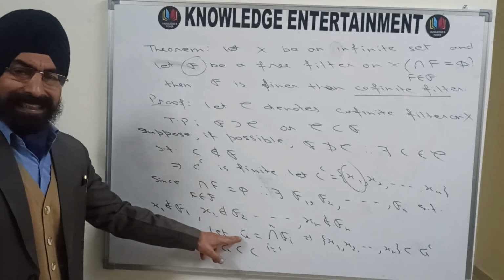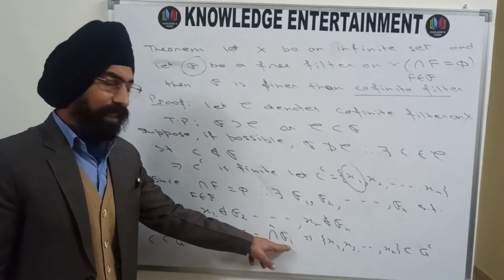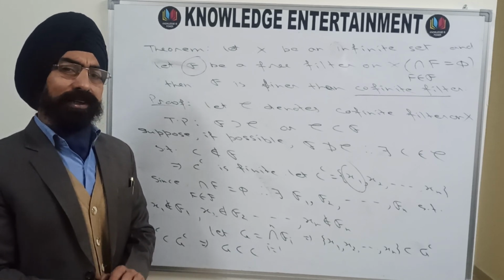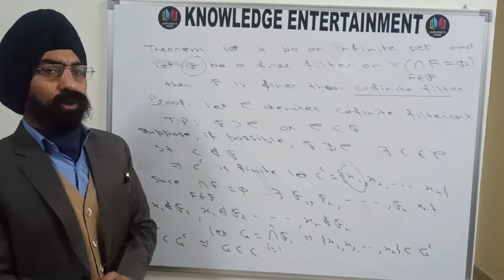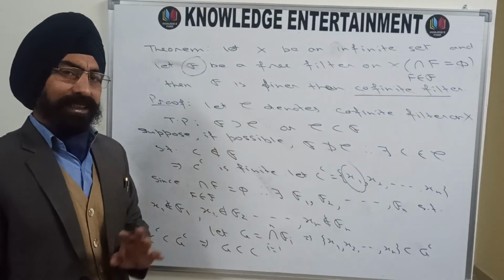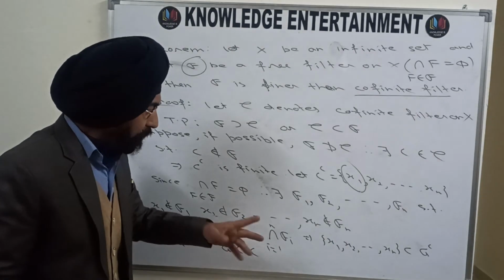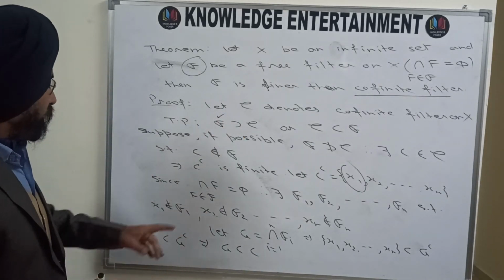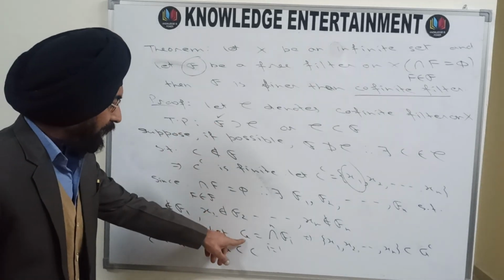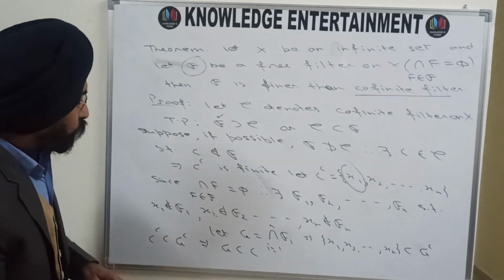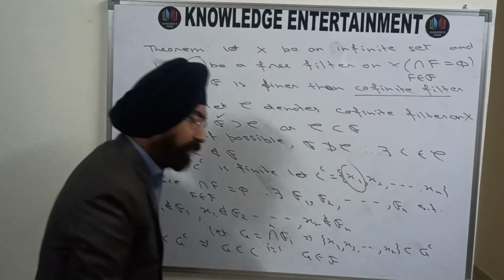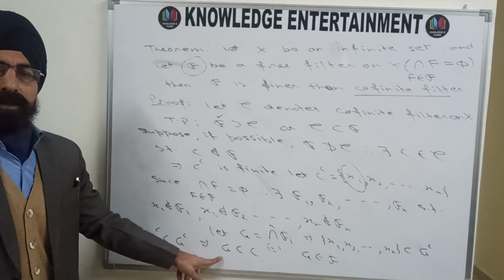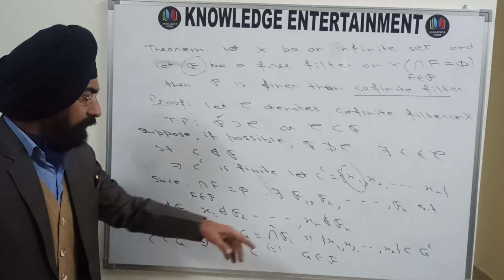Now, what is G? G is a finite intersection of filters on X, and we will prove that not only finite intersection, even the arbitrary intersection of filters on a particular set X is also a filter. So this G is also a filter on X. And G will be a member of F, because all these F1, F2, Fn are members of F, so their intersection will also be in F. So G belongs to F. Now F is a filter and C is a superset of G. By the definition of filter, second condition, C belongs to F.